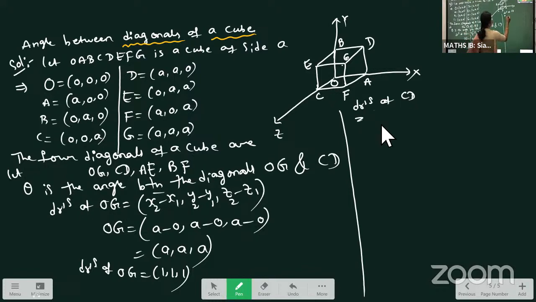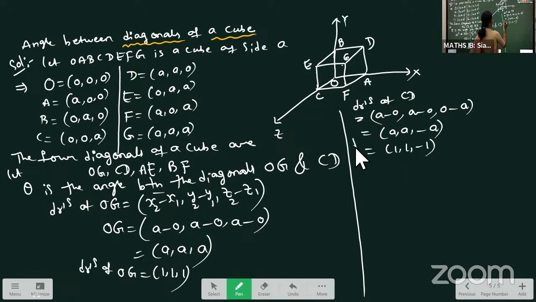How to write here? C point is x1, y1, z1, and D point is x2, y2, z2. So x2 minus x1 is a minus 0, comma, y2 minus y1 is a minus 0, comma, z2 minus z1 is 0 minus a. Here again, a minus a. If you take a common and cancel, 1, 1, minus 1. So this is the DRs of CD.